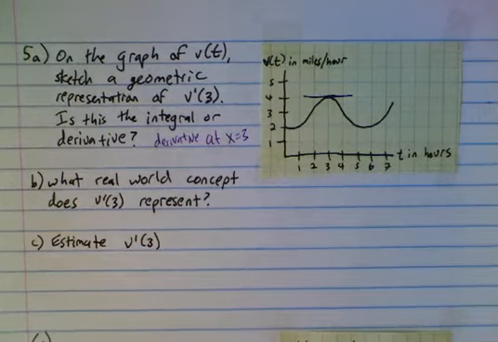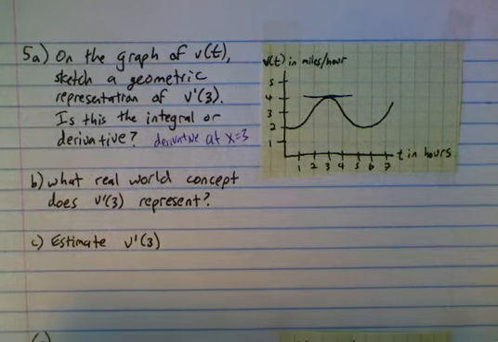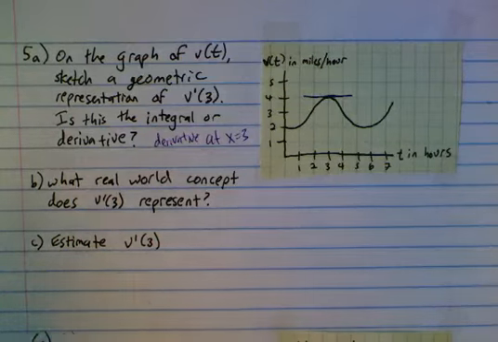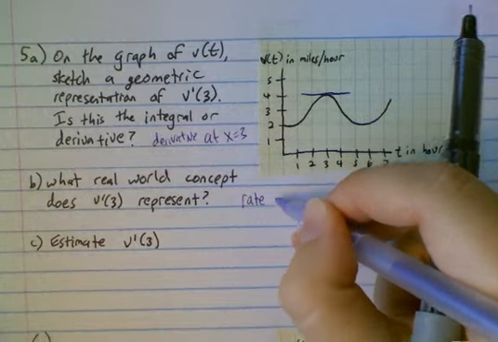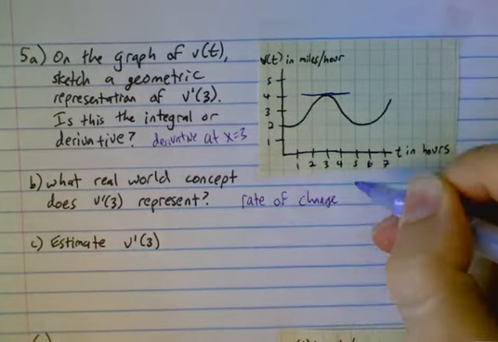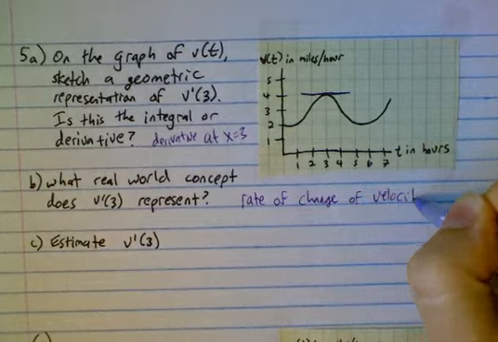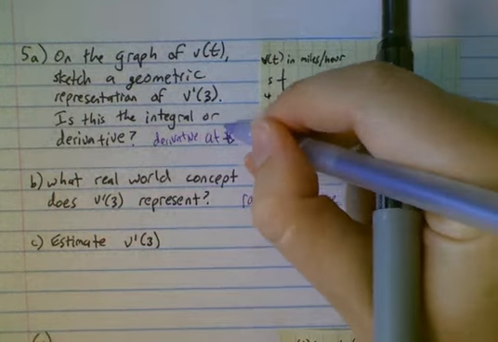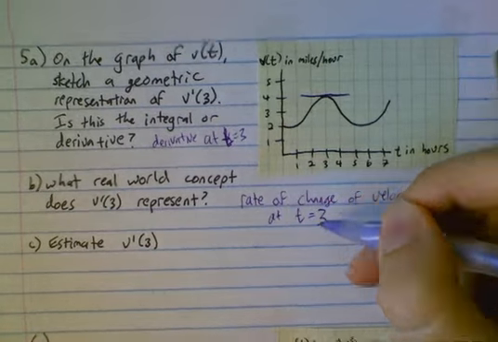What real-world concept does v prime of 3 represent? Again, pause the video for a second and see if you can figure it out. Well, real-world concept, that's not talking about geometry, that's talking about the rate of change. So the derivative is the instantaneous rate of change of a function. So this is the rate of change of velocity. And again, we have that 3 at, whoops, this should be t. This should also be t. t equals 3.